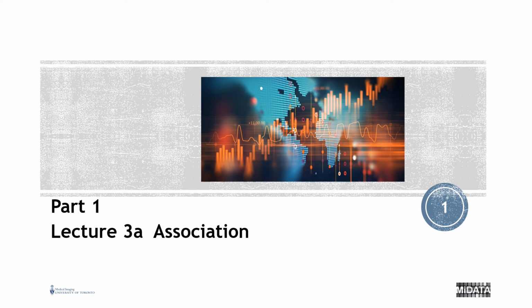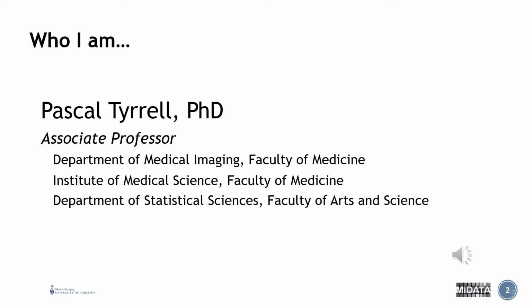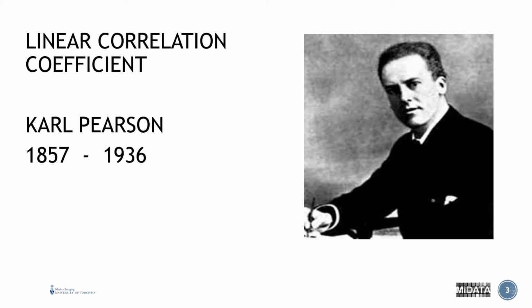In this lecture, we're going to be talking about association. So association is a type of relationship that can exist between two variables. And let's just use a silly example to get us going.